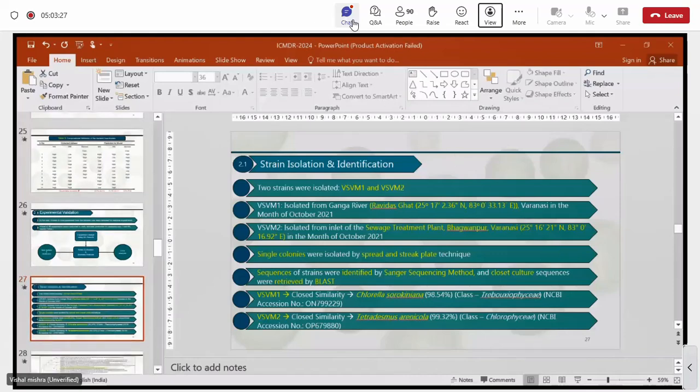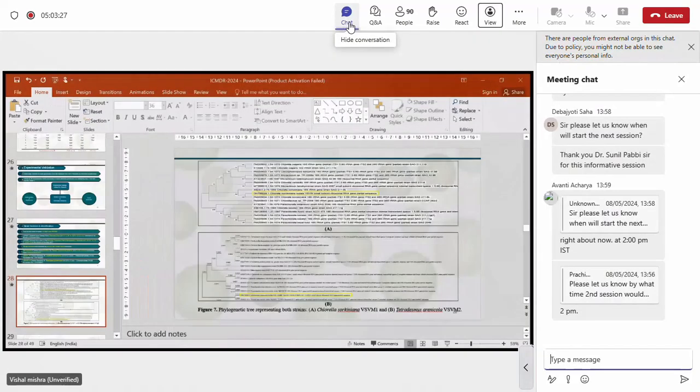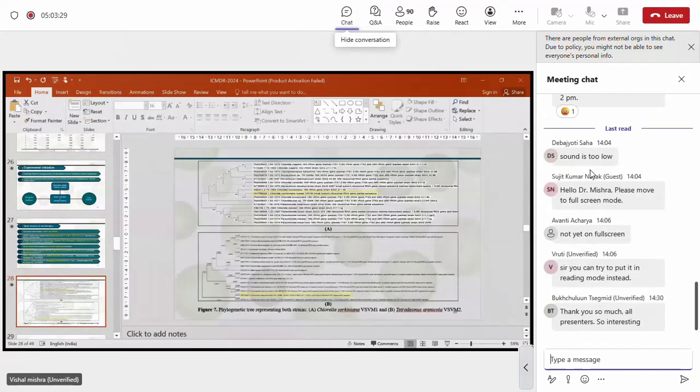So this is all about the phylogenetic tree. This is a well-known concept: we have a bootstrap value, there are the branches, there's a tree, and then the neighbor joining method was used to plot these trees.